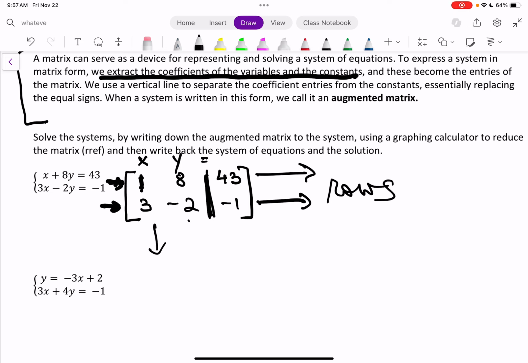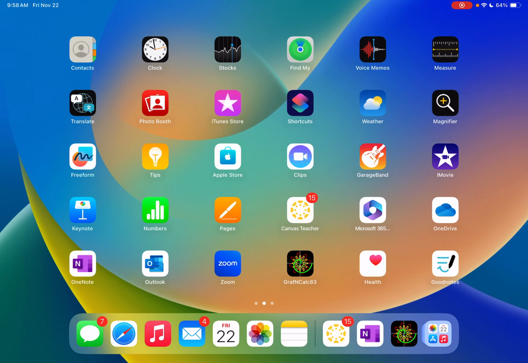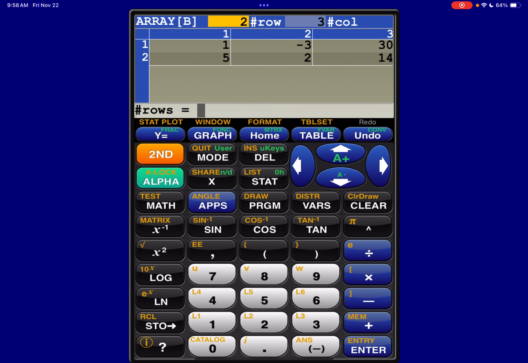And these are the columns. So if I count, I see I have 2 rows because I had 2 equations, yes? And I see 3 columns, one for x, one for y, and one for the constant terms, okay? So I want to edit a 2 by 3 matrix, 2 rows, 3 columns, which I already have up here. So as you see, I have this already edited.